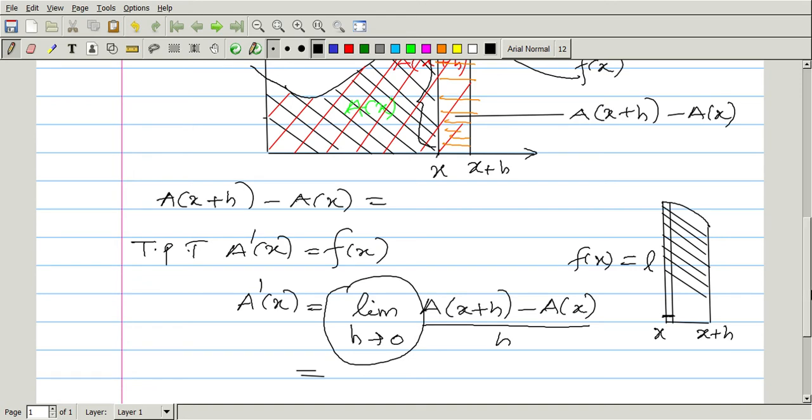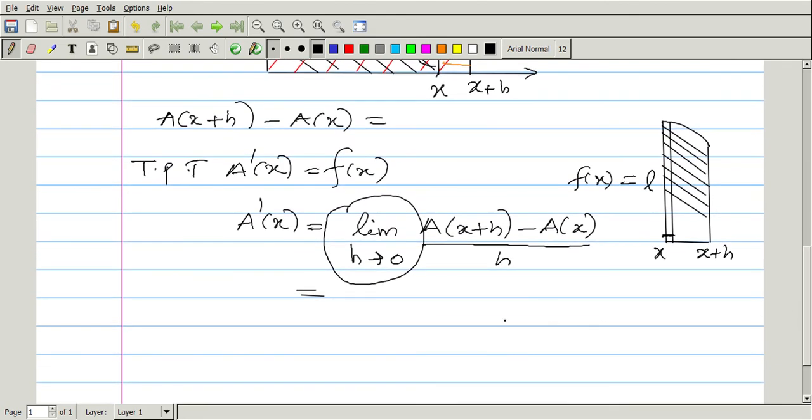So therefore the area of this rectangle will be what? Limit of h tends to 0, f of x into h, whatever the width increment. Since it is pretty small, this h now will be this much itself. I'll write it as h.